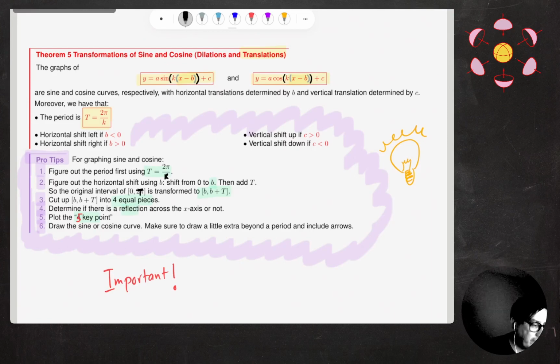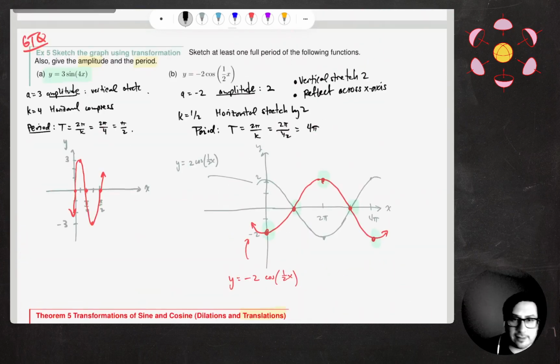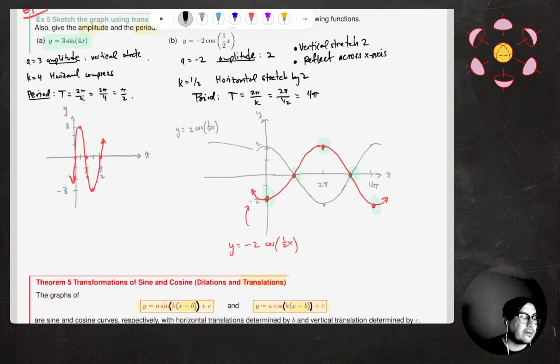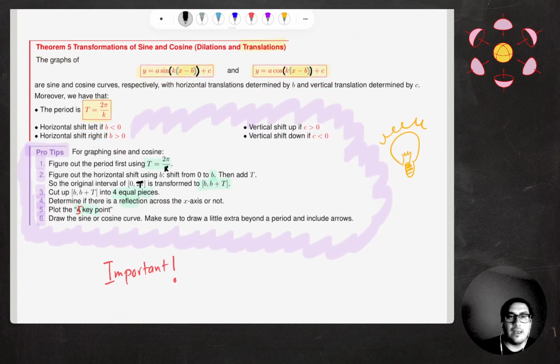So what do I mean by the 5 key points? That's this one, 1, 2, 3, 4, 5. It's kind of the main ones. It's where cosine or sine are either the zeros or the 1 and the negative 1. So those are the nice values that are easy to figure out. So that's kind of your steps to follow.